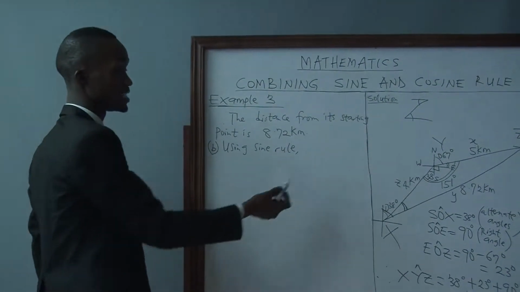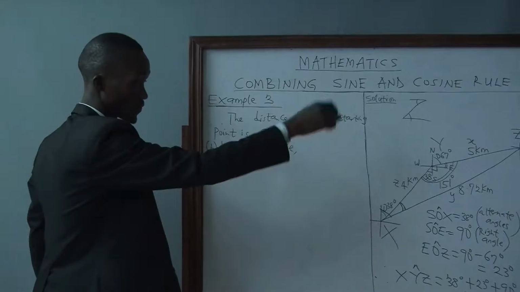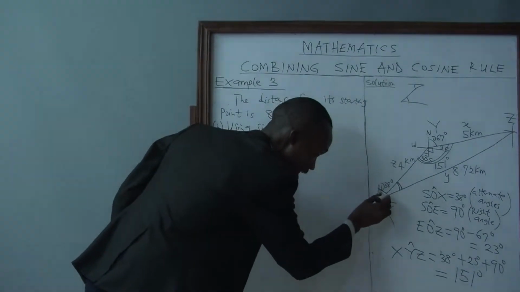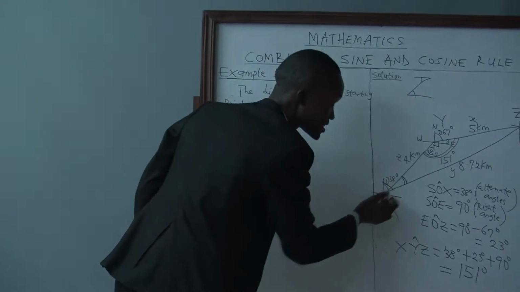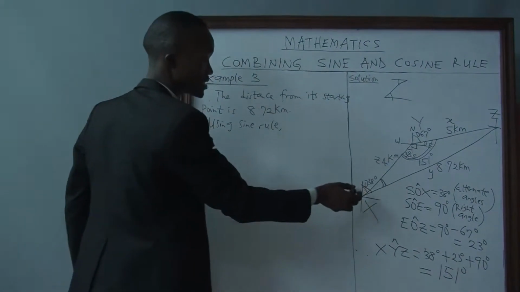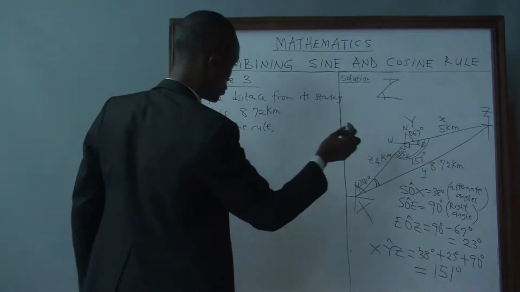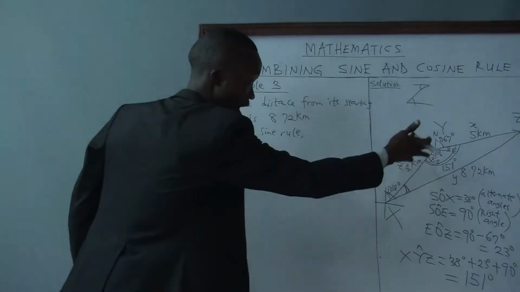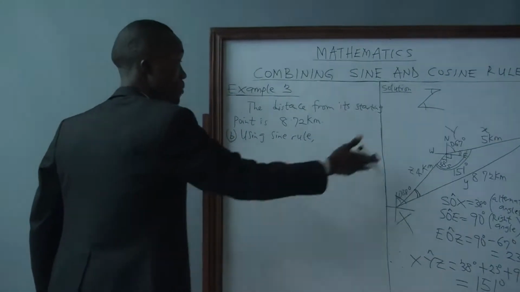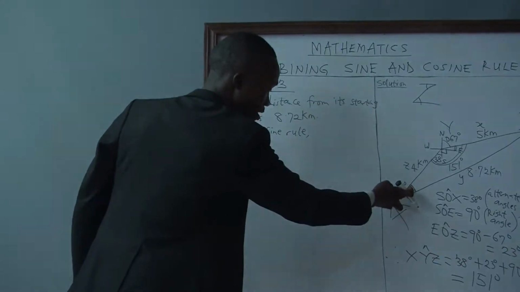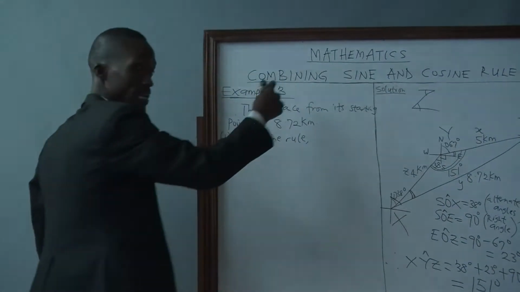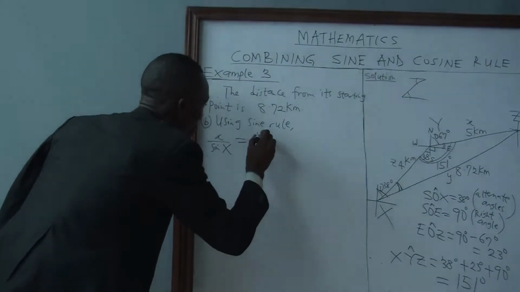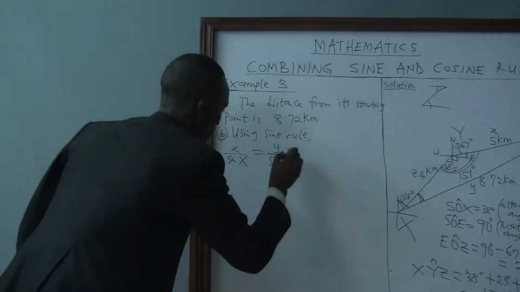Now we are expected to get the bearing of that boat from its starting point. So we need to get the angle from the North Pole to the line that connects X to Z, since X is the starting point of that boat. So by using sine rule, we have y is complete. We have the side and we have the angle. We combine with this angle that we need. We need angle X and we have side X. So we make use of x over sine X equals y over sine y.